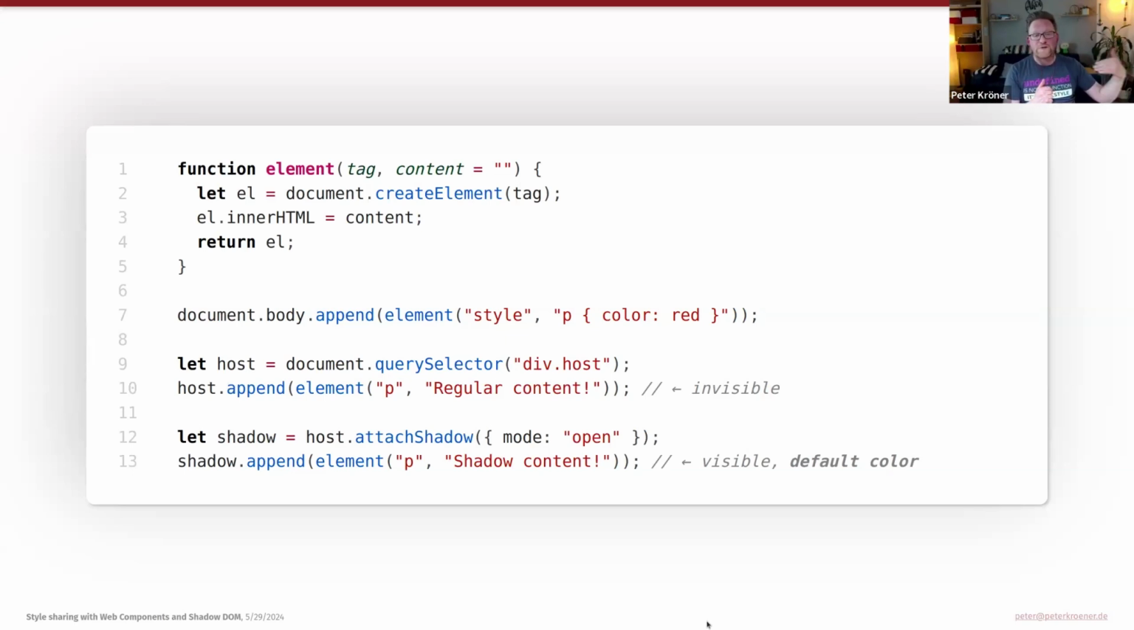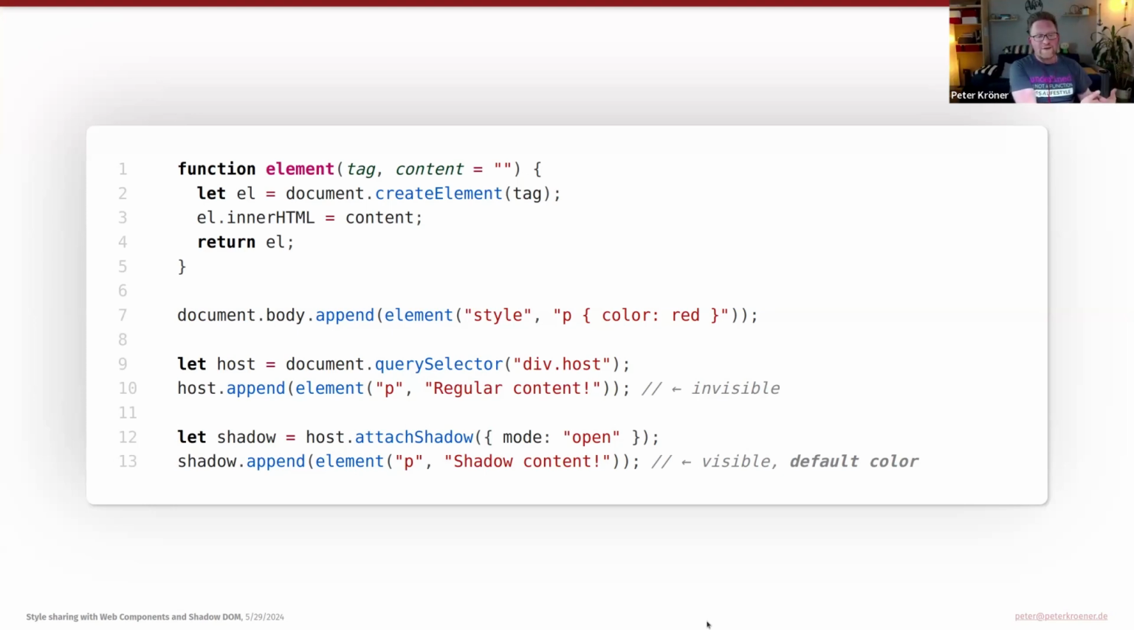And as such, it's insulated from the effects of CSS in the main document, at least as far as selectors go. The selector p does not match the second p element in the shadow tree because it's in a shadow tree and the selector doesn't apply. So the p element shadow content is going to be visible and it gets rendered in the default color.